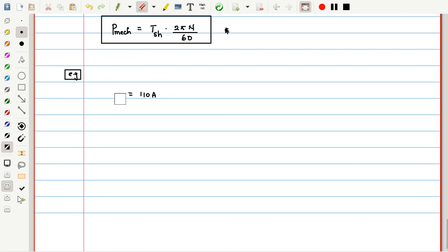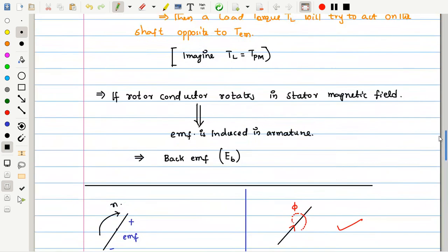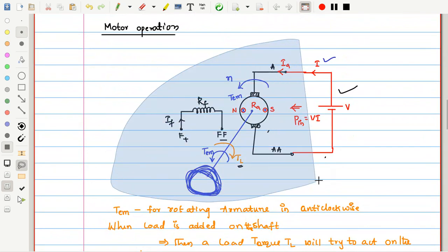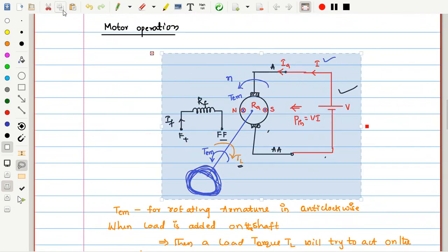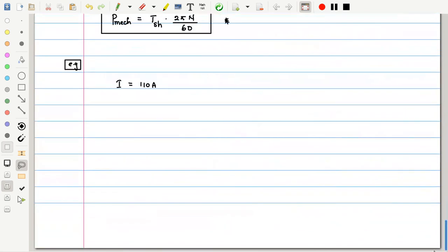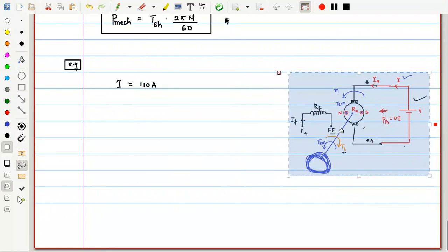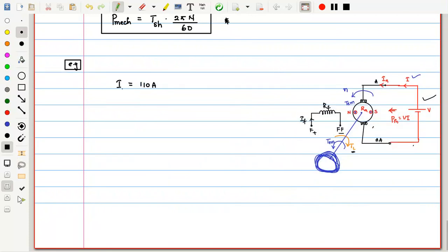If you don't want to represent this Ia, let me represent it as I with respect to our previous diagram. Let me take this diagram here. This is the DC motor. So Ia is equal to I, you can use that notation or simply discard it. This is the reference diagram, just to show where Ia is. So a DC motor takes Ia of 110 amperes at some voltage, let us say V is equal to 480 volts. So this Ia is equal to I basically.